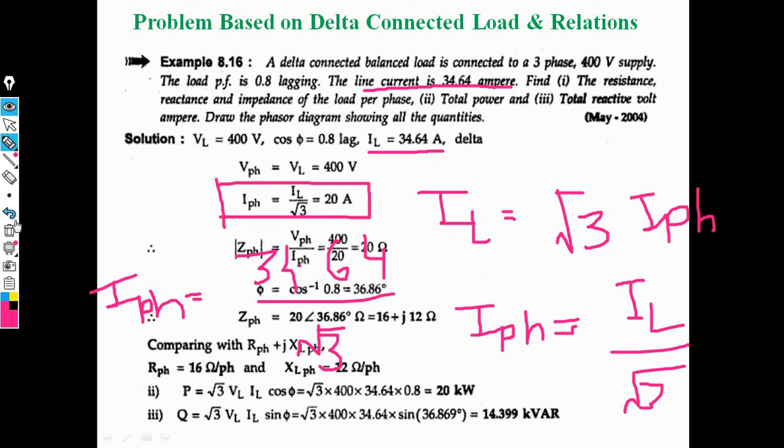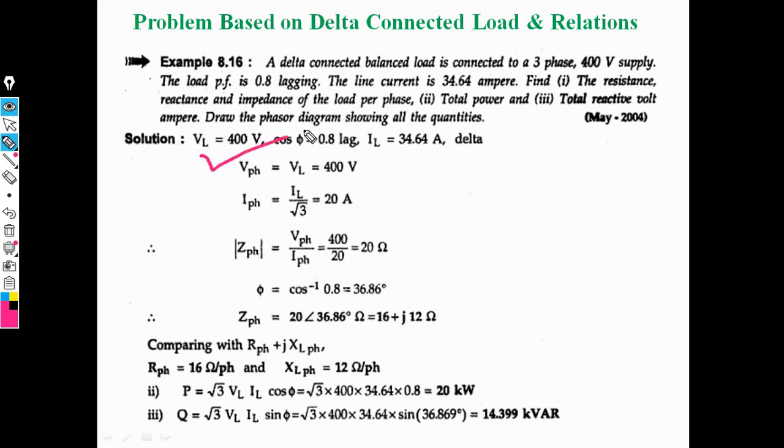In this problem, first we have calculated VPH and IPH. Then we need ZPH, that is the impedance of the total circuit. ZPH is equal to VPH upon IPH. Putting the values of VPH and IPH, we obtain ZPH is equal to 20 ohm.